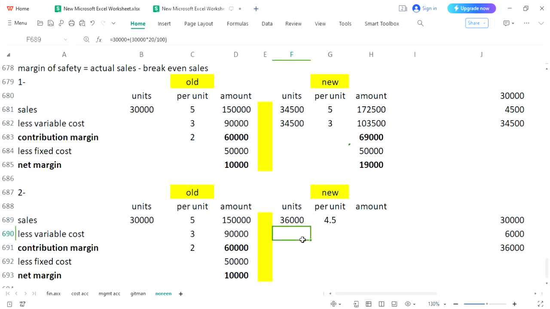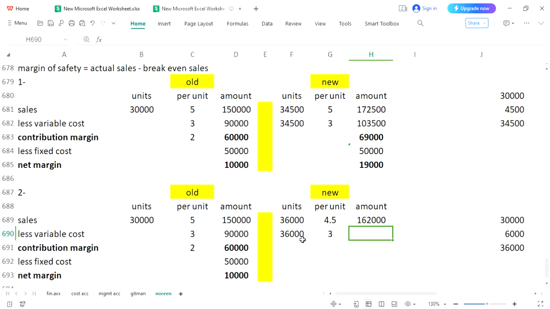As you know that number of units sold and number of units of variable cost would always be similar, same units. And he is not saying to change the variable cost, so you can write variable cost as it is. Now our steps would be to calculate the amount. Amount you can calculate by multiplying units by per unit. Units were 36,000. It would be multiplied by per unit, which is 4.5. This is amount of sales.